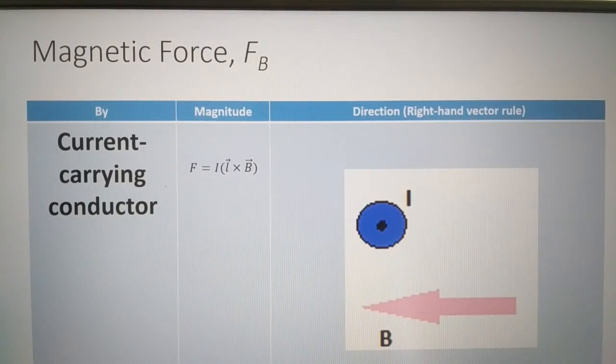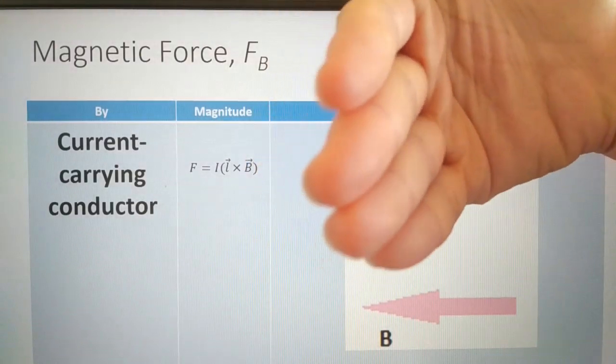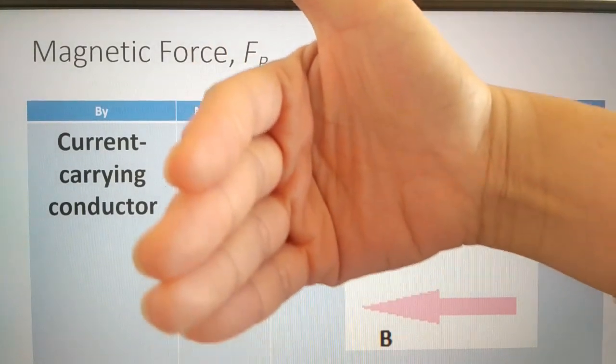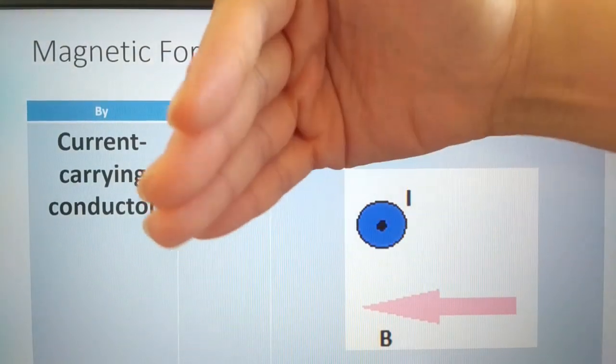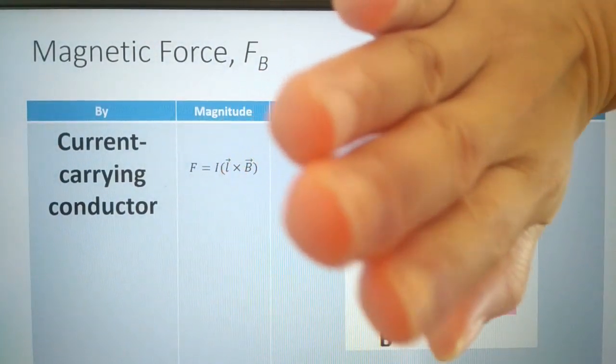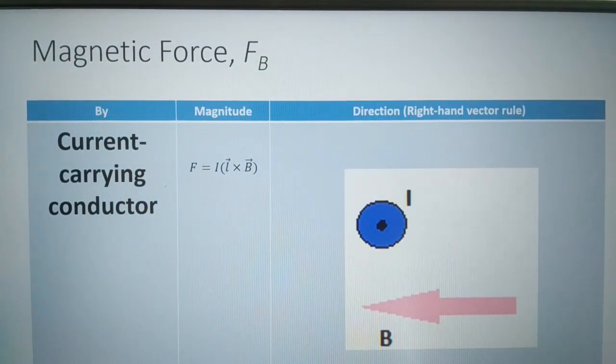Okay, what about this? I cross B. Right hand vector rule. I out of the page, cross B. How to cross B? So I have to turn my finger, become like this. So I out of the page, cross B. I cross B. So my force is downward.